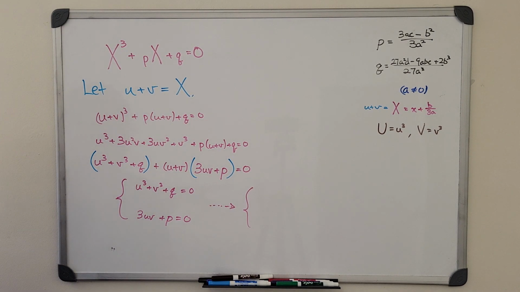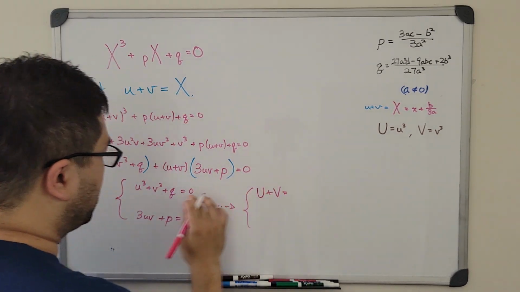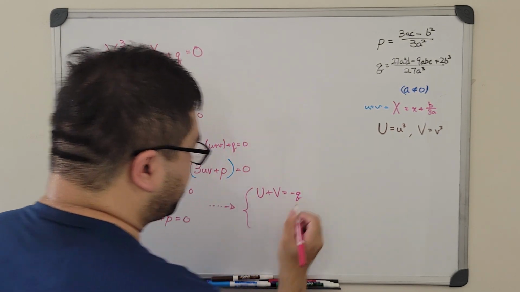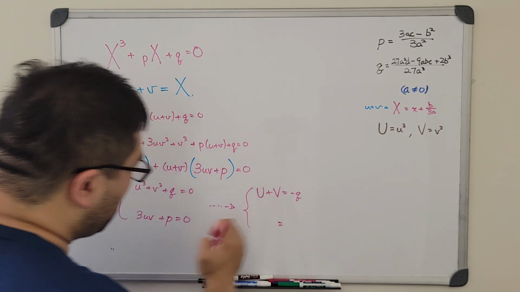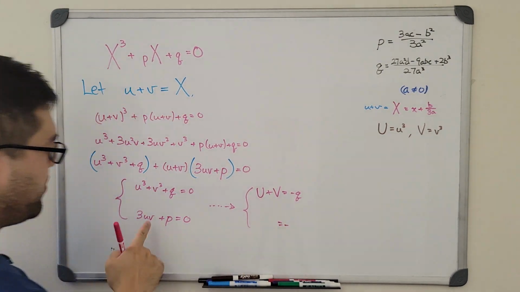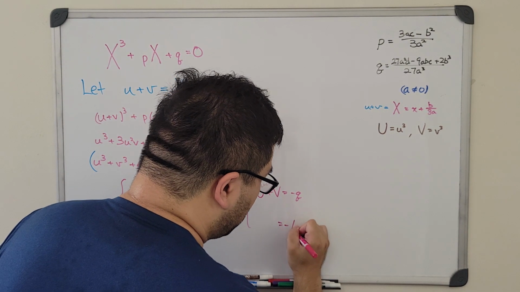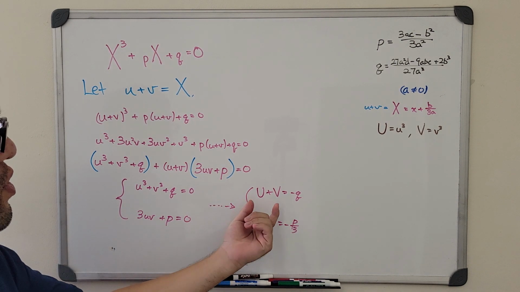The first equation will now become capital U plus capital V equals, and I'm going to move the constant q to the other side, which gives us negative q. For the second equation, we can do a similar thing. First, we move the constant p to the other side to get negative p. Then, we're going to divide both sides by 3 to end up with negative p over 3.